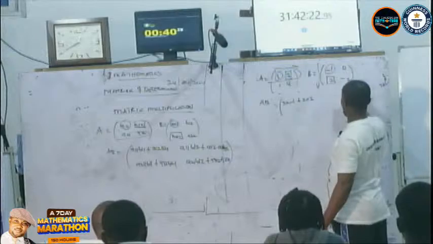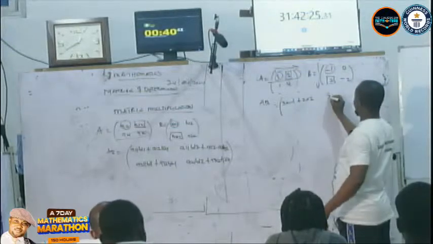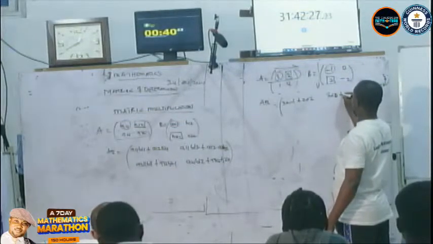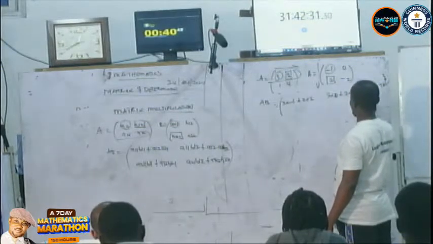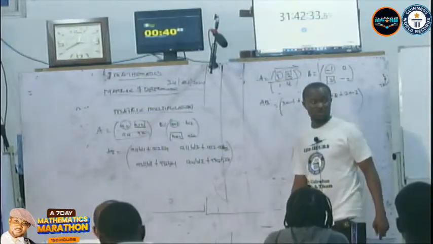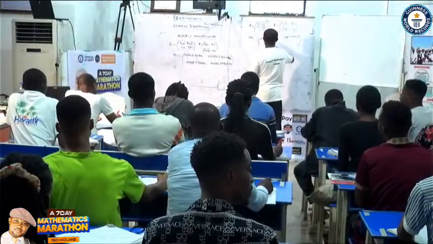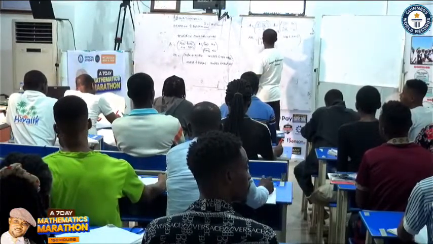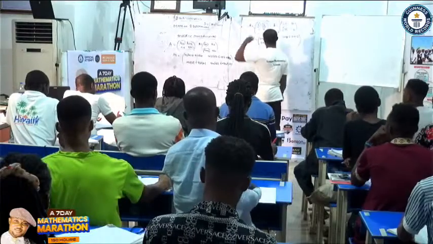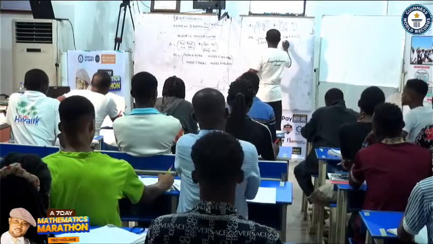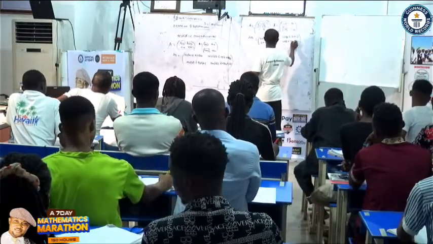Now do the same thing with the down. What do you have there? 3 times 0 plus 2 times minus 2. Now when you finish with the up, you come to this other side and multiply this with this. So 1 times minus 1 plus 4 times 2. Then 1 times 0 plus 4 times minus 2.